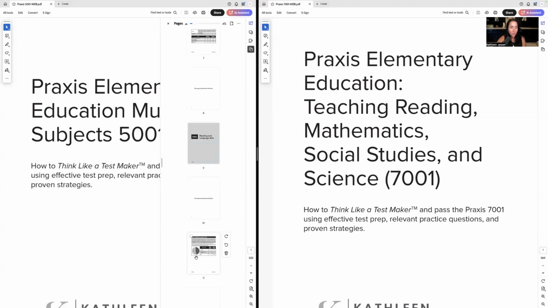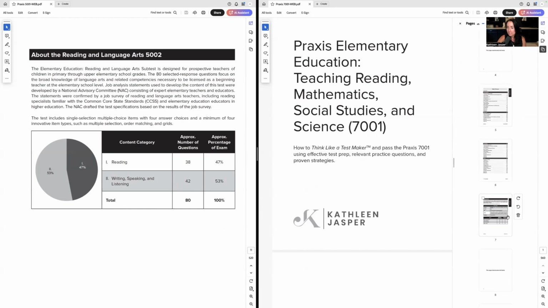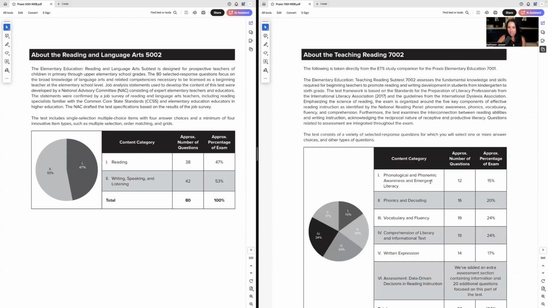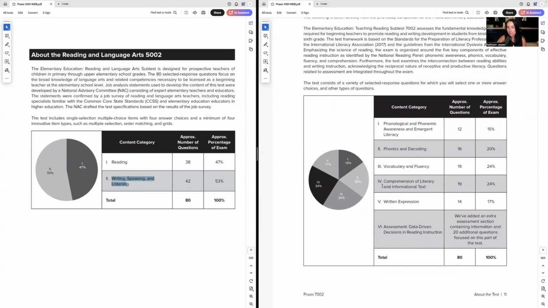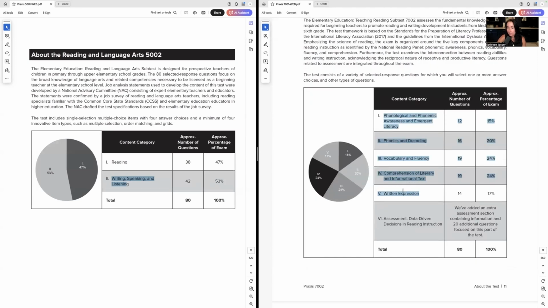This is the old blueprint here for the 5002. And this is the new blueprint here for the 7002. You can see that the 7002, which is the teaching reading subtest, is much more robust. In the old one, 5002, we have reading, and then we have writing, speaking, and listening, just two content categories. The new test is not called reading and language arts, it's called teaching reading, and it has 5 main content categories.